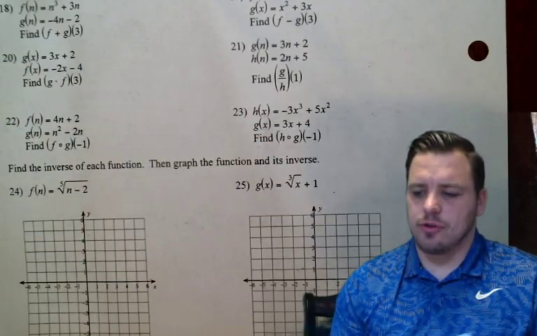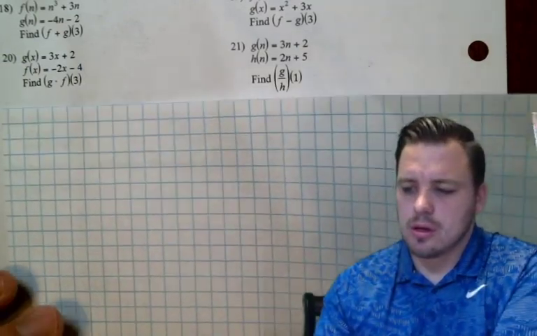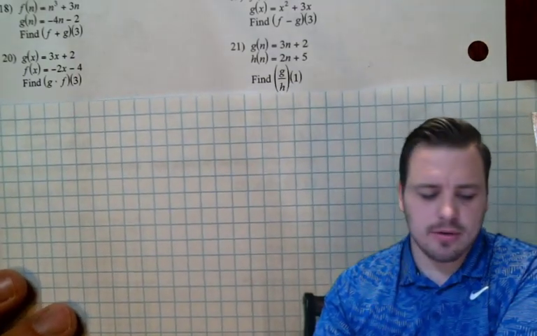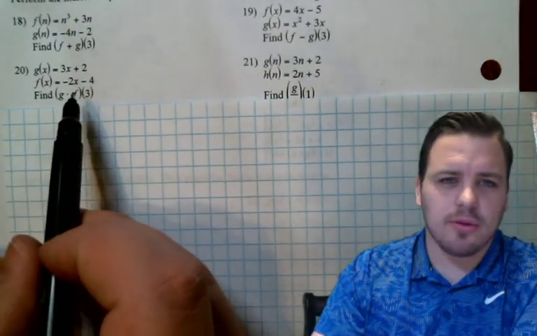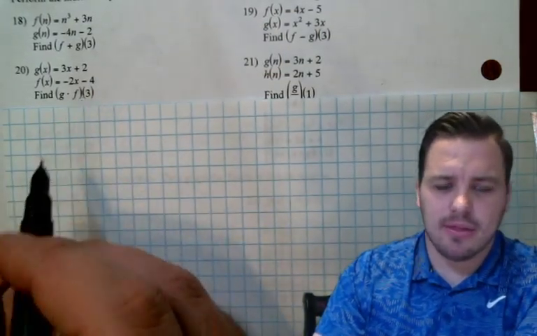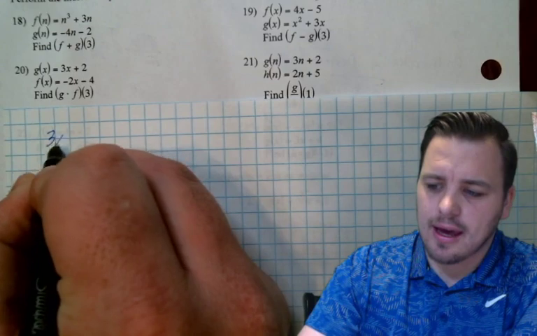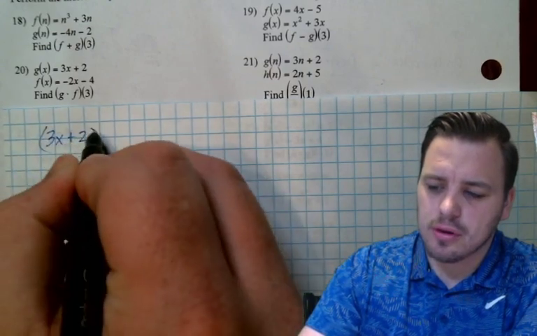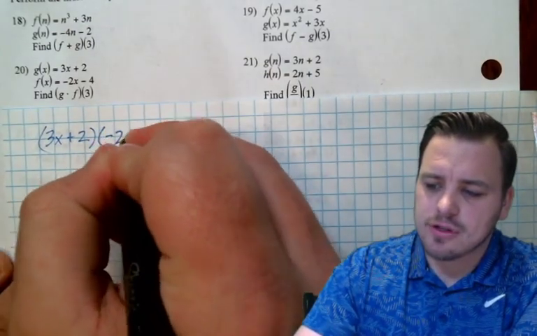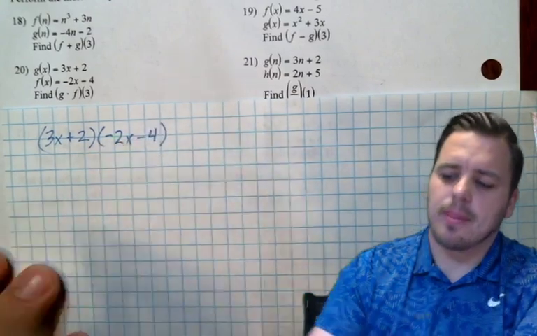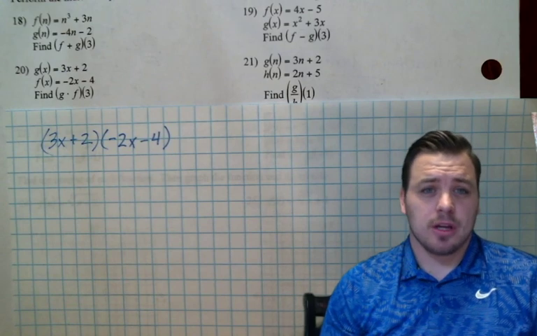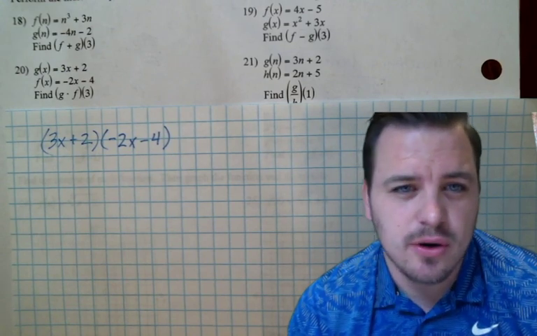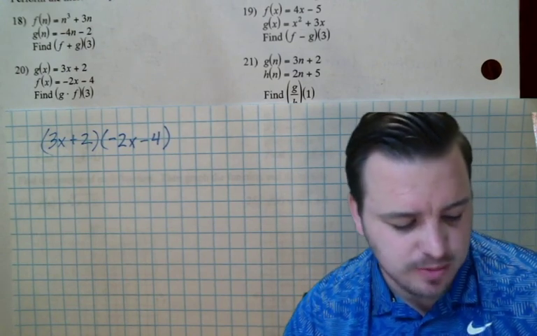Jumping down to 20. I'm seeing no questions, so let's jump down to number 20. Look at number 20. It says to multiply these and evaluate them at 3. So 3x plus 2 and negative 2x minus 4. Now, should I FOIL this first or go ahead and plug in 3? Your response in the chat box.